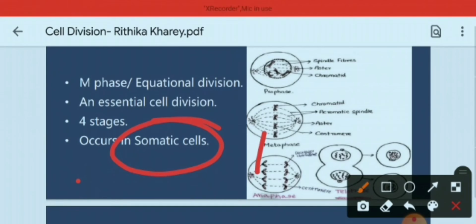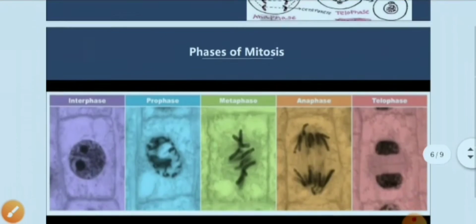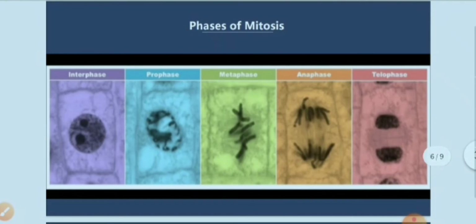Okay, so this occurs in somatic cells. So moving on to the next one, the phases of mitosis. Now the phases of mitosis include prophase, metaphase, anaphase, and telophase.